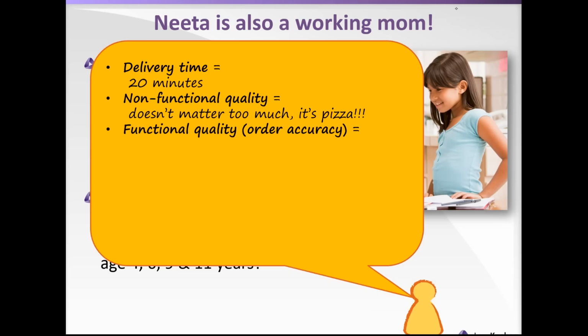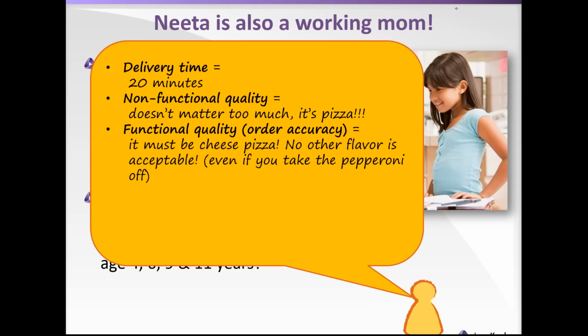Functional quality, order accuracy. Well, what kind of pizza have these children ordered? My guess is they want cheese pizza with tomato sauce. It's just basic margherita pizza, and no other flavors are acceptable. If it's a pepperoni, even if you take those slices of sausage off, we still know they were there, and we're unhappy about it. So it has to be cheese pizza. We're not tolerant of any mistakes in the order.